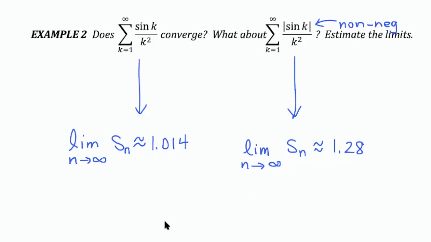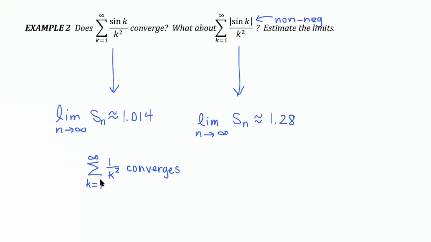The comparison test said that if you can establish a series to compare your series with, then depending on their relationship, which one's bigger or smaller, you can determine if one or the other converges or diverges. You can show by looking at the partial sums that this simplified version of our series based on 1 over k squared is going to converge.